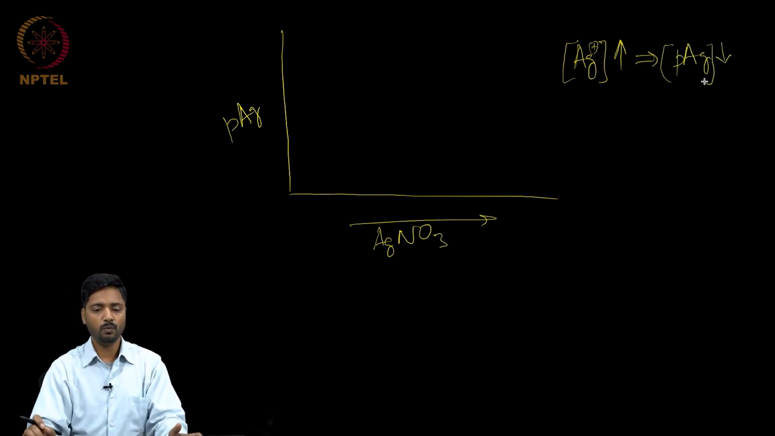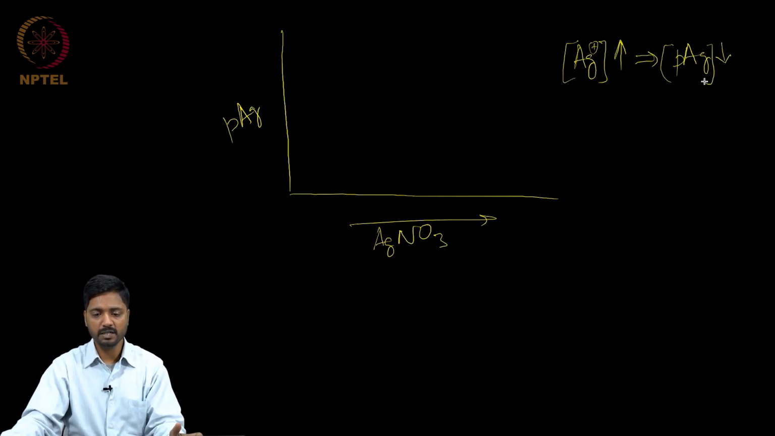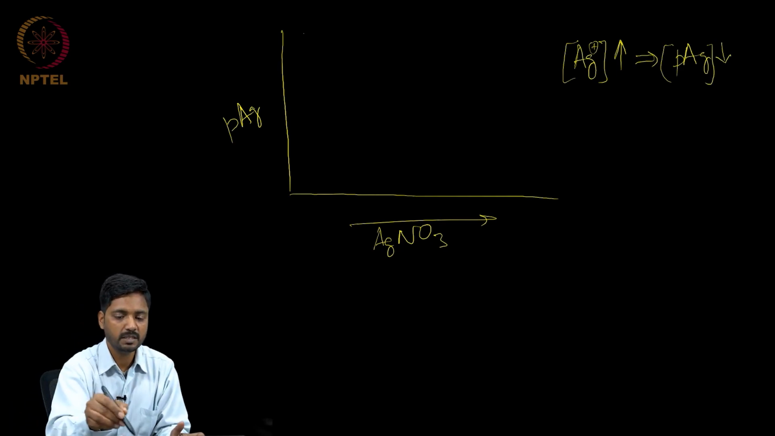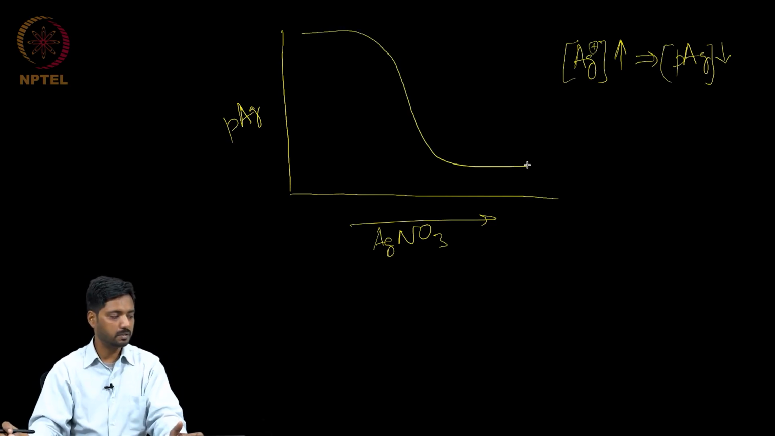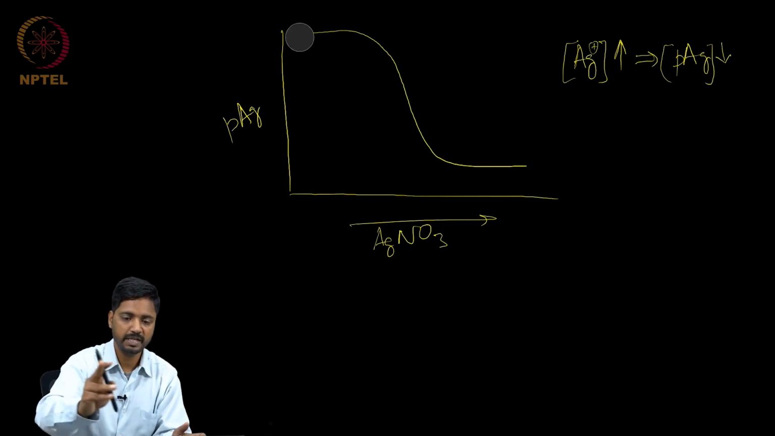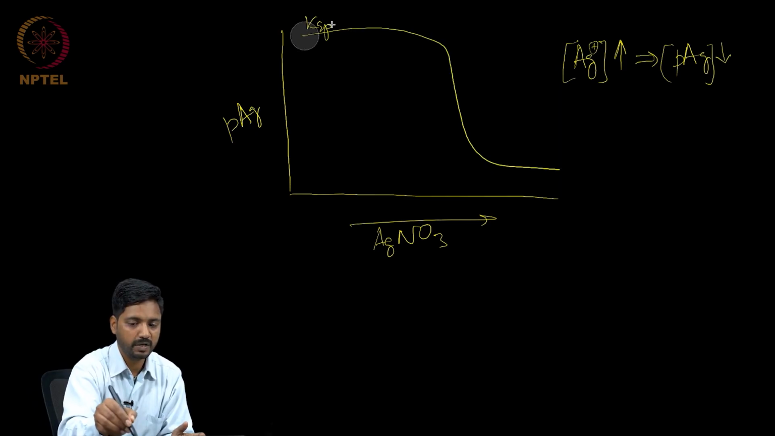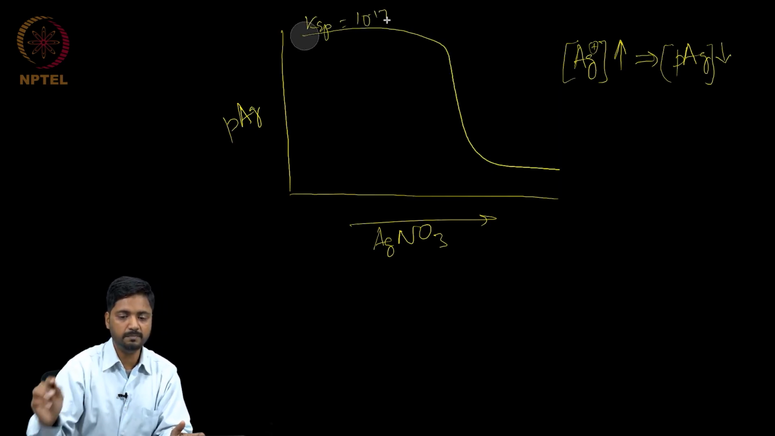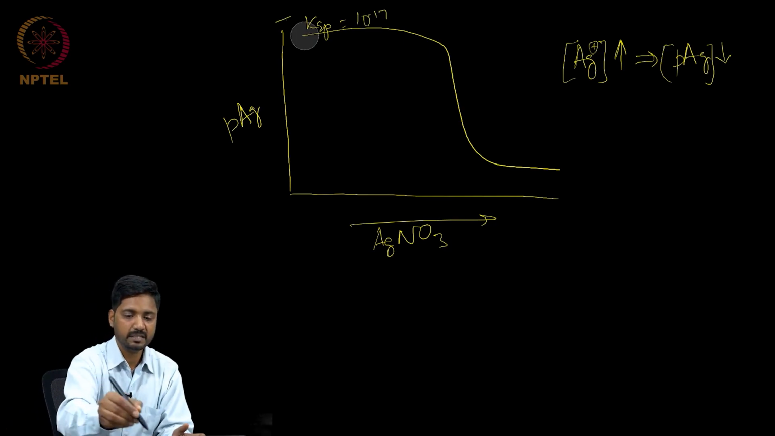So, what we observed, quite analogous to the acidity constants of the acids, is that the pAg value undergoes the most prominent change when we are talking a Ksp value of 10 to the power of minus 17, which is for the iodide anions.